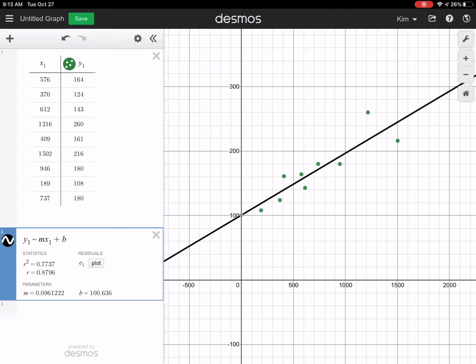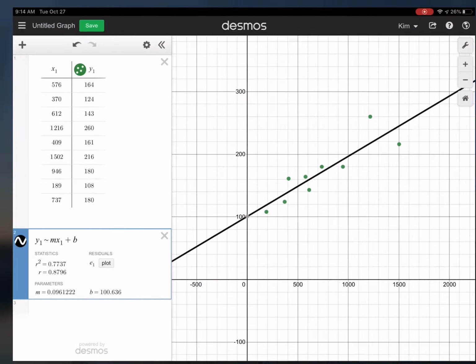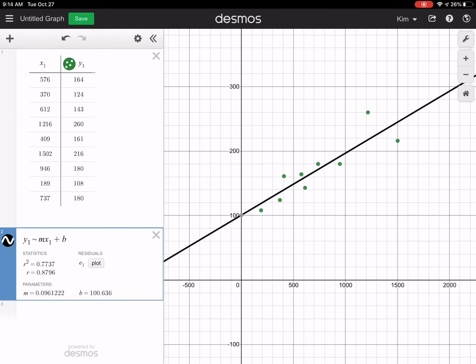So when I'm looking for my equation, I'm going to look for the m and the b at the very bottom. The m is going to be my slope and the b is going to be my y-intercept. I'm going to round to 2 decimal places. So if I have 0.096, I'm going to cut it off at 0.09, but since there's a 6 after that, I'm going to bump that 9 up to a 10. So it's going to be 0.10. Let's write that: y equals 0.10x, and my y-intercept was 100.636, so I'm going to make it 100.64.